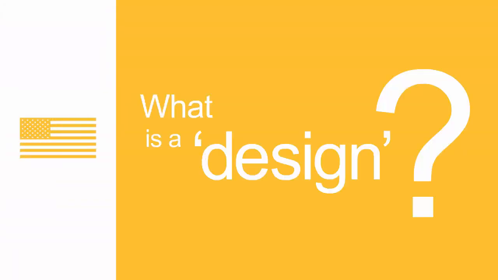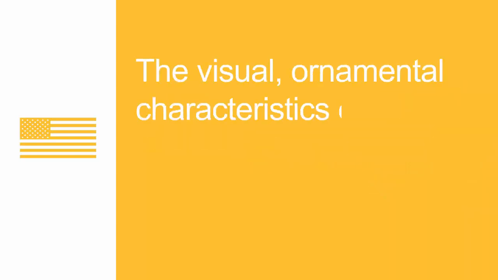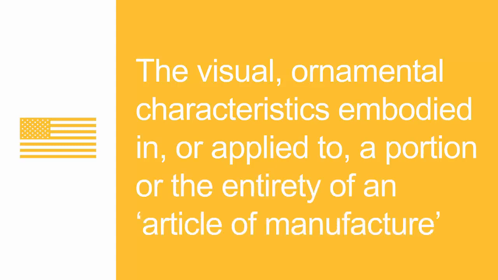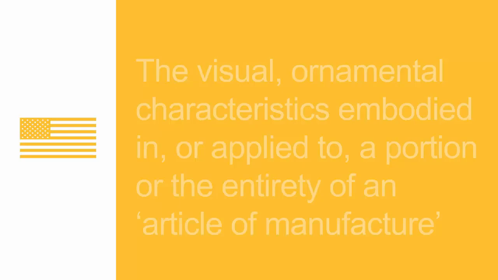Now we'll take a look at design protection in the United States. In the U.S., successful applicants seeking registered protection for designs will be granted a design patent, rather than a registered design like in the UK. Here, a design means the visual, ornamental characteristics embodied in or applied to a portion or the entirety of an article of manufacture. Again, as with the definition in the UK, there are 3 key points which flow from this definition. Firstly, designs cover visual ornamental characteristics.